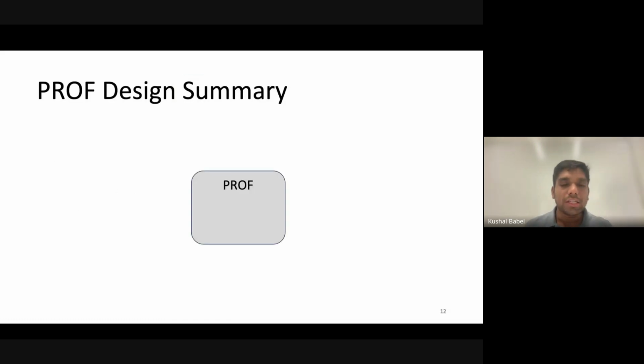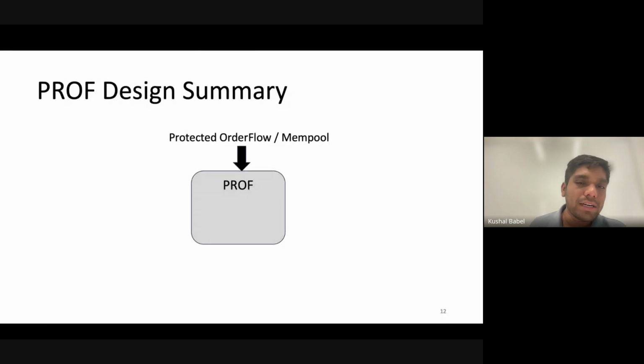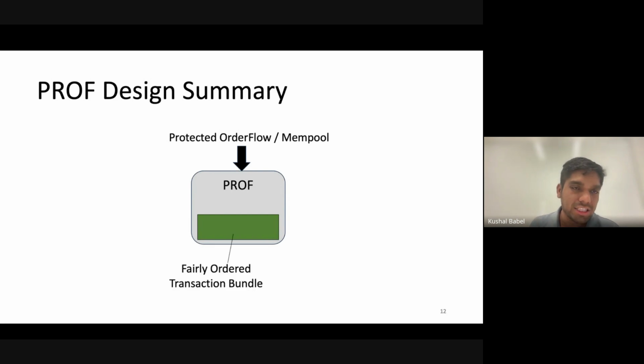Okay, so here's a one slide summary of prof design. The idea is prof ingests protected order flow. So order flow that needs protection goes into prof. Even mempool transactions can go into prof, but once you send your transaction to mempool, there's essentially no guarantee anybody can provide. But ideally, transactions are sent to prof in a protected way. And prof assembles these transactions in a bundle, which I'm calling a fairly ordered transaction bundle. We'll talk about different notions of fairness, but it essentially orders them according to some notion of fairness, and also keeps these transactions encrypted, so it doesn't reveal these transactions to anybody.